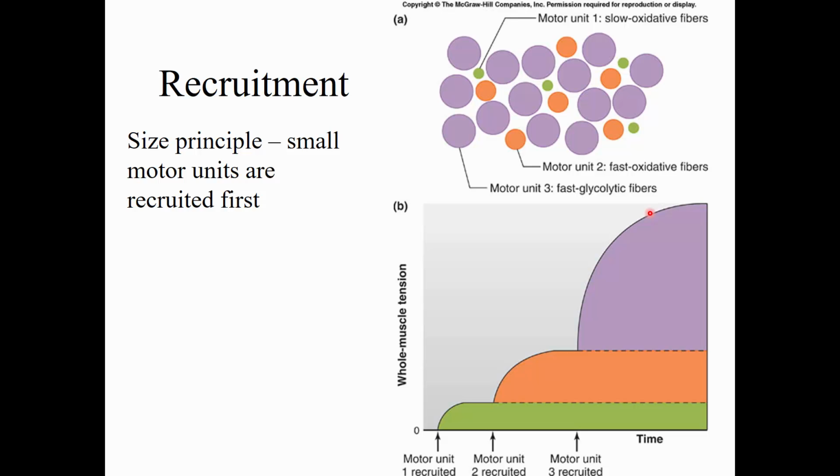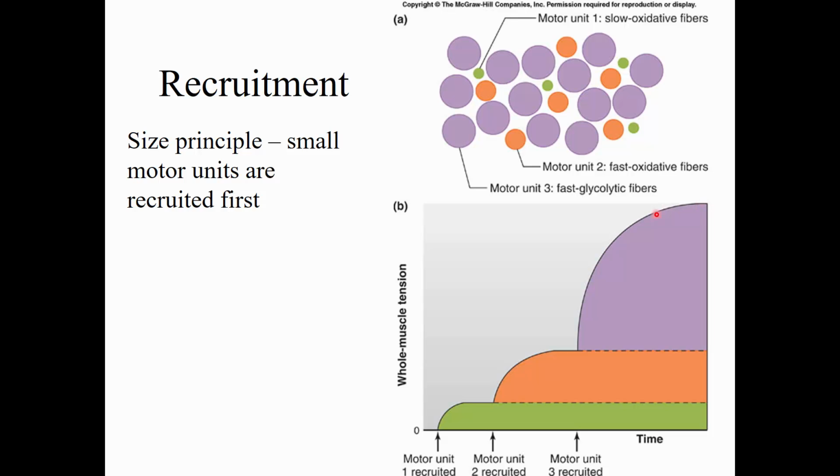Now, another way to build a contraction is to add motor units. So here we stimulate the muscle and we get a motor unit. Then we increase the stimulus and we get another motor unit, and our tension goes up. And we increase the stimulus even more, and now we get another big motor unit.